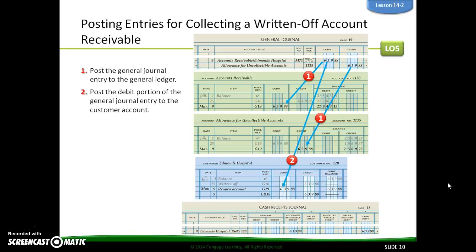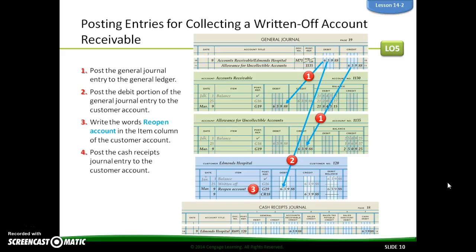We need to make sure that we reopen that account in the accounts receivable ledger for Edmonds Hospital. And we would note that as reopen account. Then we're going to actually post the cash receipt journal entry to the customer account.